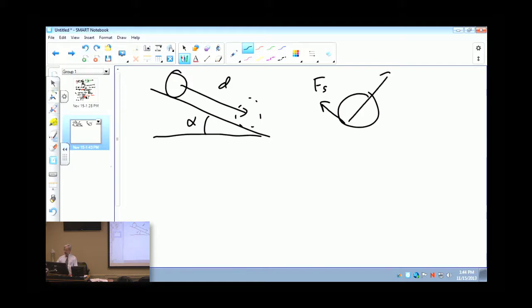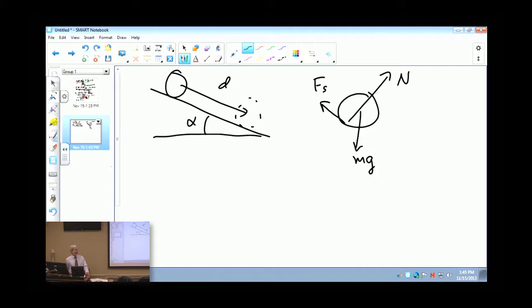Okay, and then we have the normal force and we have gravity, and that's it. Those are the only forces present on this body. Okay. In spite of the presence of friction, the sum of kinetic and potential energies is conserved. Why is that?